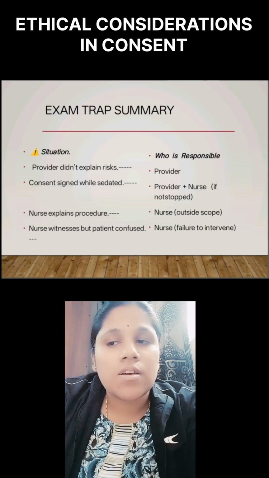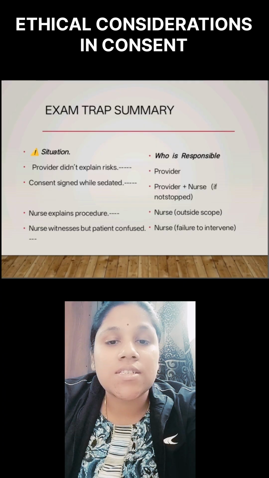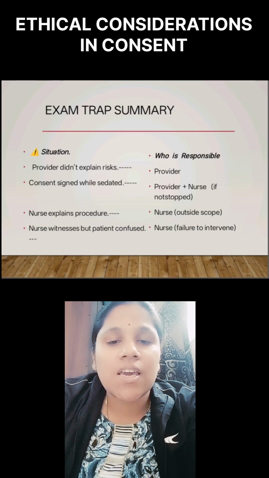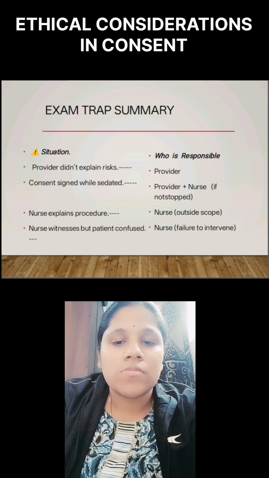But the patient may be confused in some situations. Here the important part for the nurse is to intervene if the patient is confused. She should identify such a thing in the patient, withhold the patient from signing the consent, and inform the provider so that the provider will give an adequate explanation, and then the patient can give the consent appropriately.